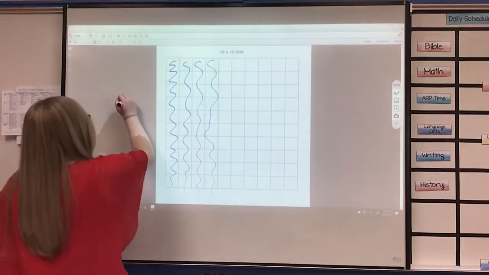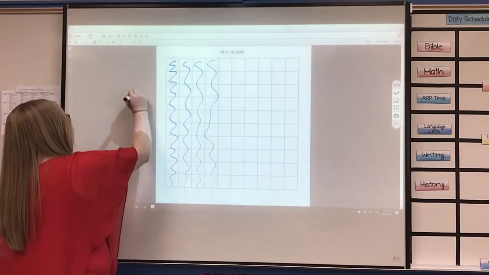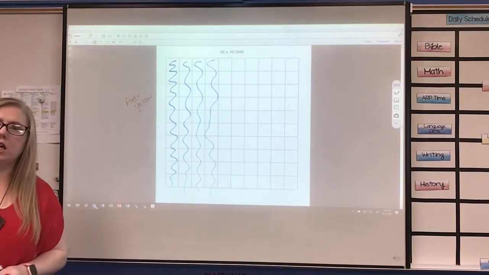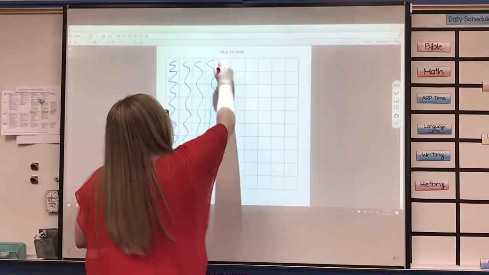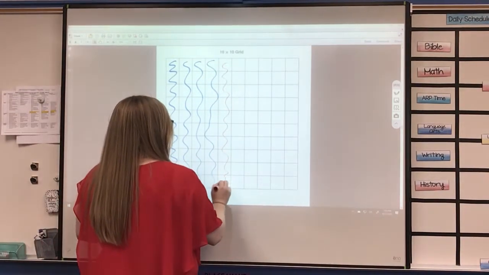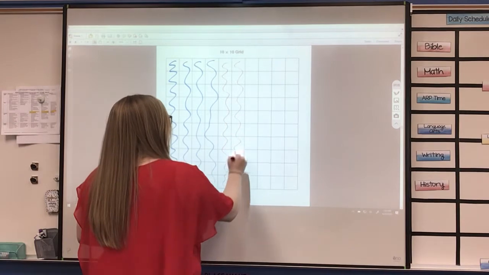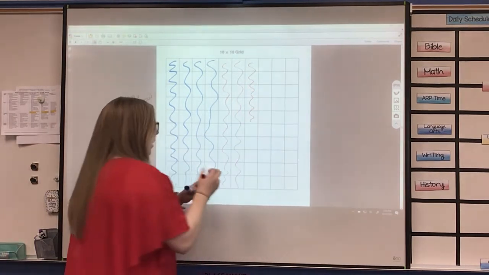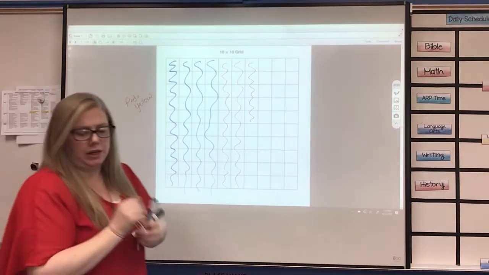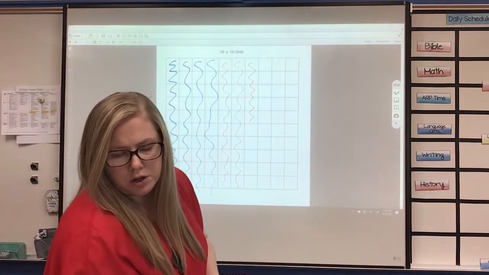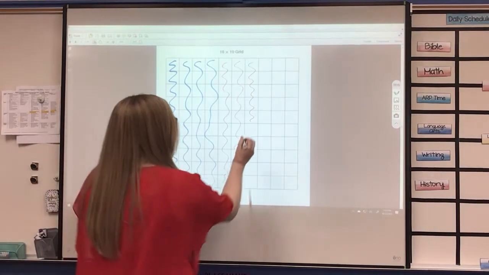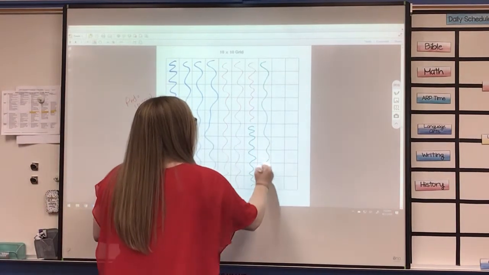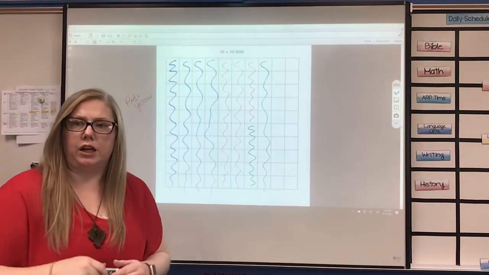Okay, just in case we forget that this is supposed to be yellow. And then I have 15 green. So I'm going to start here. This is 5, and then I have 10 here. Okay, so now I have shaded in each one.